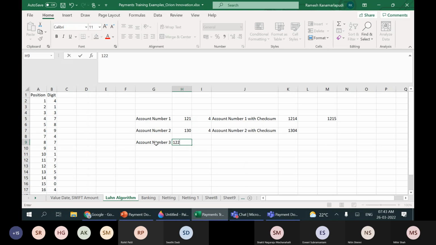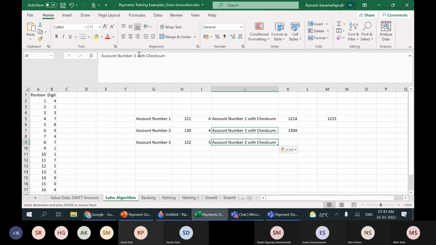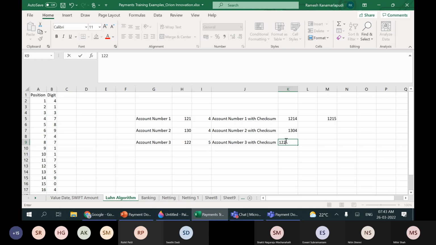It's a different checksum. 122 is the serial account number. If you look at the checksum, it would become 5: 2 plus 2 plus 1 is 5. So my account number 3 with the checksum would be 1225, which is a concatenation of these two, right? So if a customer is in a hurry and just typing the account number, instead of 1214, even if he types 1215 or 1219, it still won't go to any account. The funds will come back to the customer's account.